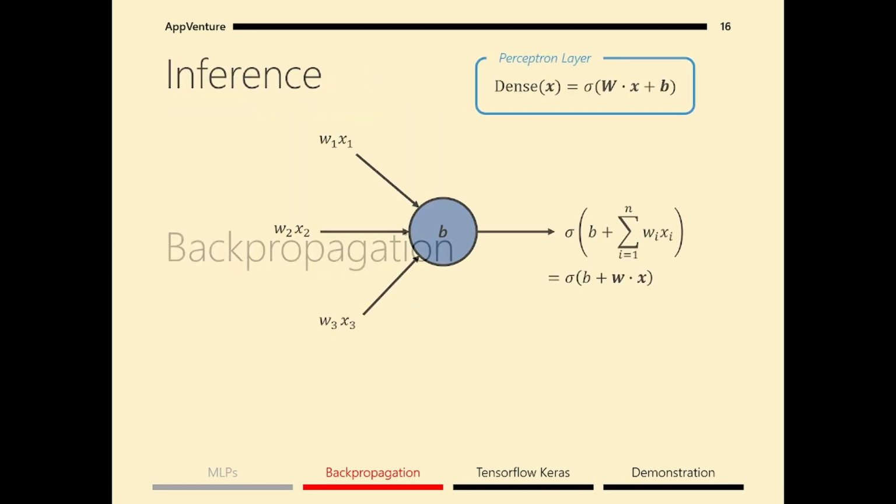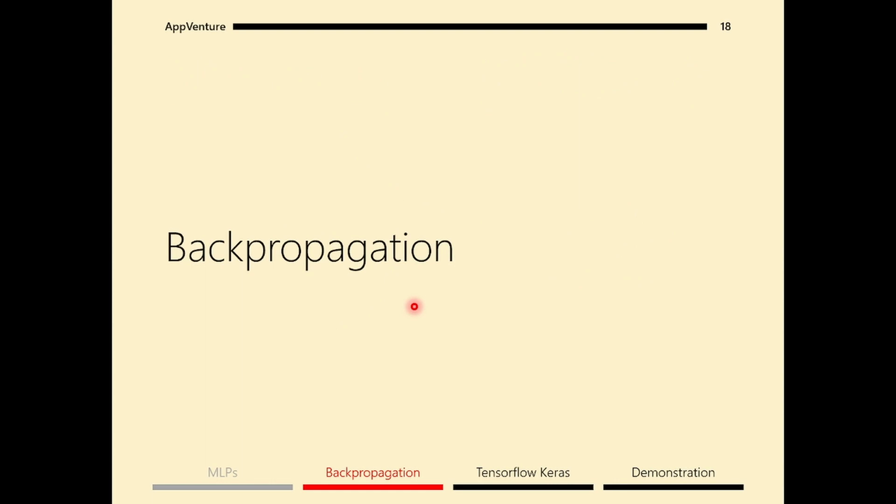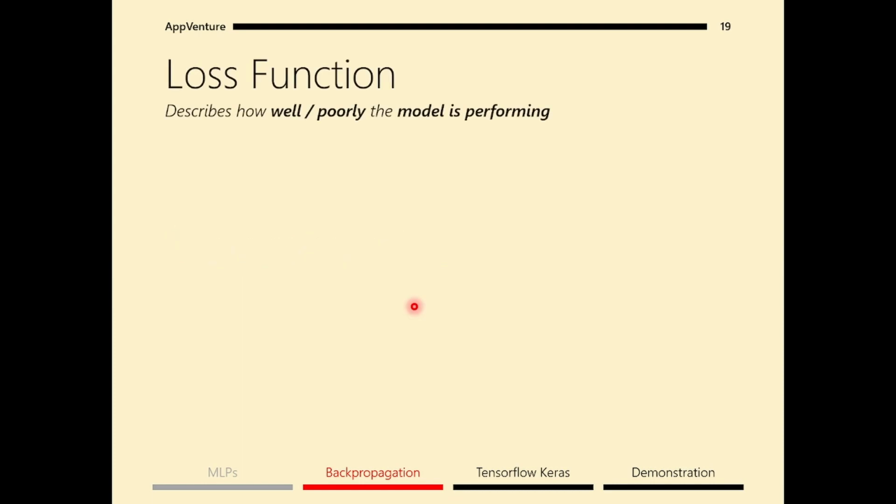So now I'll explain how we can optimize these networks to fit the training data. First we need to define something called the loss function. What we define as the loss function describes how well the model is performing. The model is evaluated on the data and gives some prediction, and the loss measures how far away your prediction is from your ground truth.